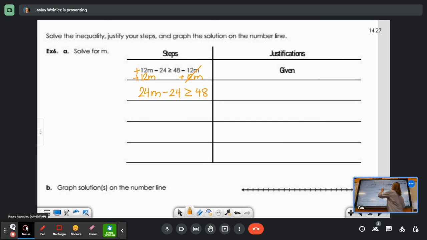Addition property. I don't understand. Addition POE. That's what I'm putting. Can we just write combine like that? But you can just write that. We did not combine like terms. We used the addition property of equality to add the same thing to both sides.